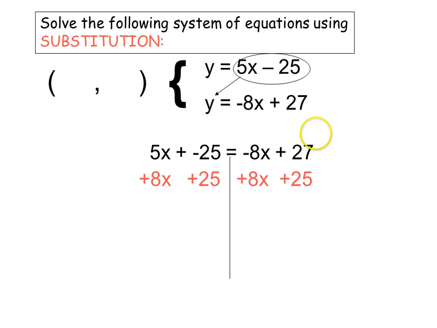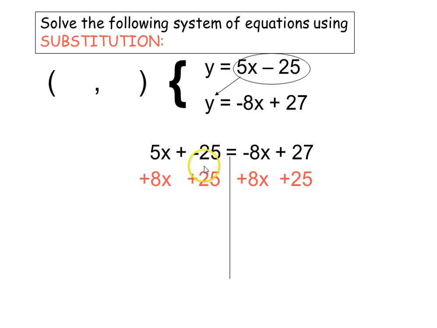I'm going to do a couple of things here. Looks like a lot of business going on. I added 8x to both sides. I want this minus 8x to go away. So I'm going to add 8x to the right-hand side. But if I add 8x to the right-hand side, I have to add 8x to the left-hand side. And notice how I line it up with the 5x because they are like terms. These two can be added together. 8x and negative 25 cannot. So I line the 8x up with the 5x.